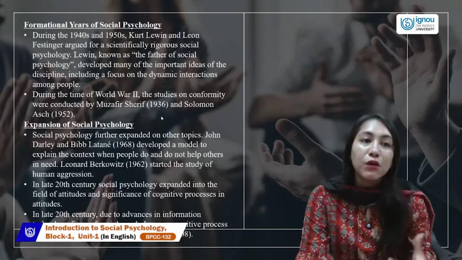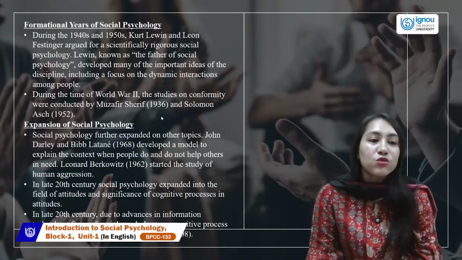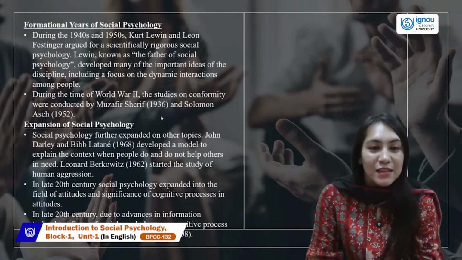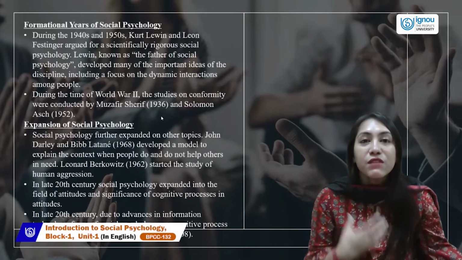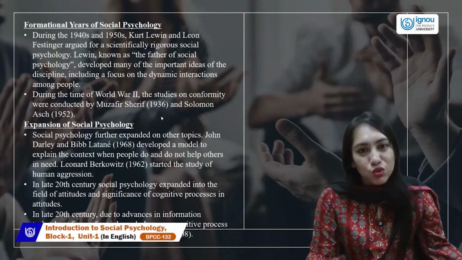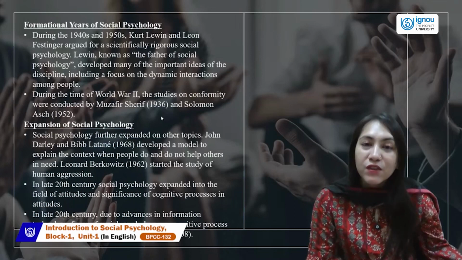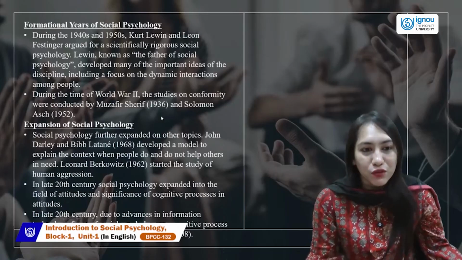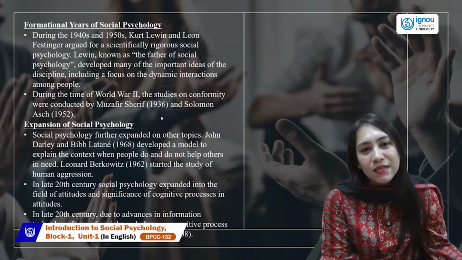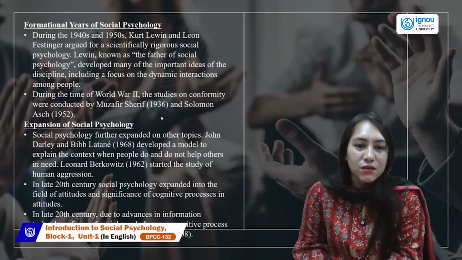Now let's move further. After the 20th century, the foundational years started in the 1940s and 50s. The 20th century was our expansion years. So Kurt Lewin and Leon Festinger, very important psychologists, were rigorously studying social conditions in society scientifically. They were conducting experiments, conducting observations, and statistically devising it to create a theory for it. Kurt Lewin, as I said, was also called the founder of social psychology, sometimes the father of social psychology also.